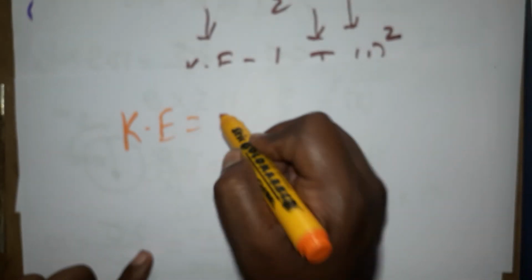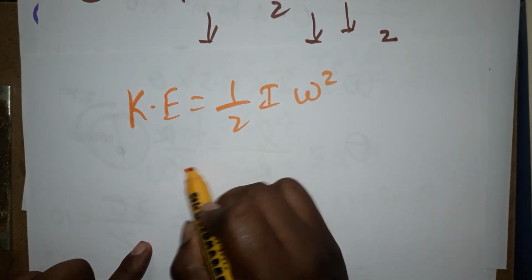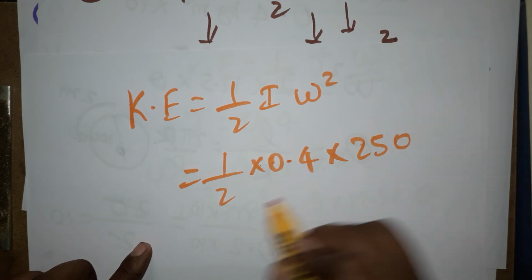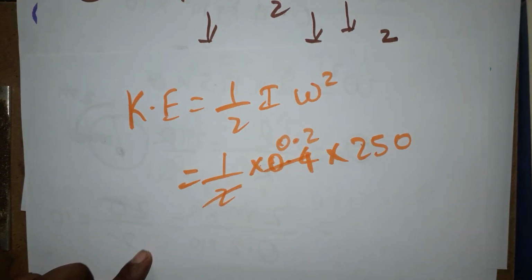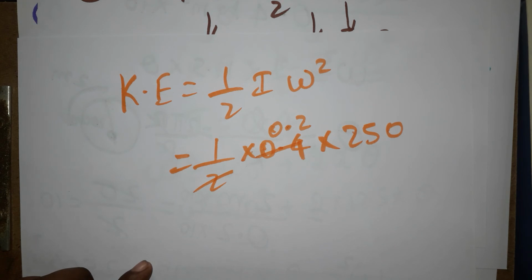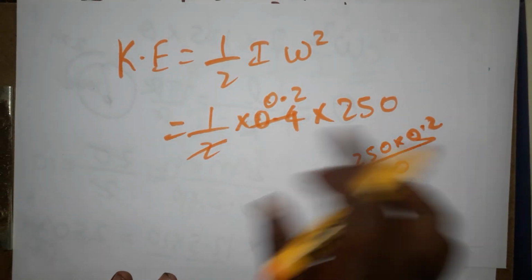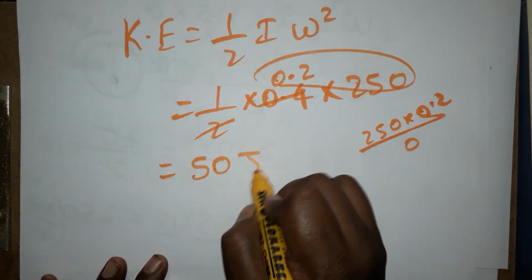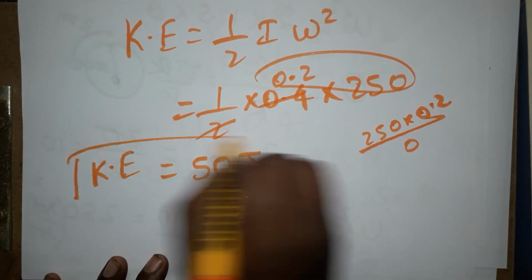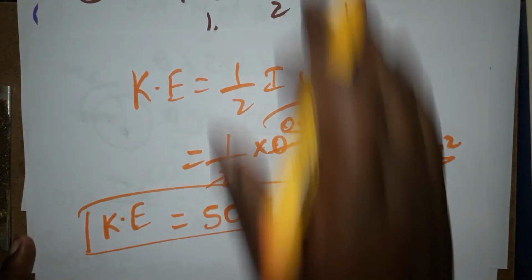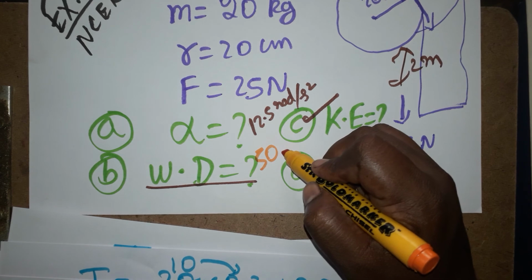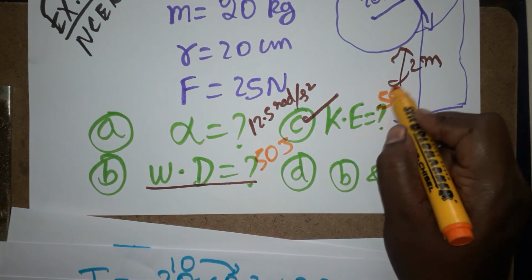Next, I am going to find the kinetic energy. Kinetic energy for the cylinder is half I omega square. I is 0.4, omega square is 250. If you cancel this, 0.2 into 250, I'll get 50 joules, or Newton meter also you can write, as the kinetic energy. So I got the answer C as 50 joules. Work done, force into displacement, I also got 50 joules. Kinetic energy in rotation motion also I got 50 joules.